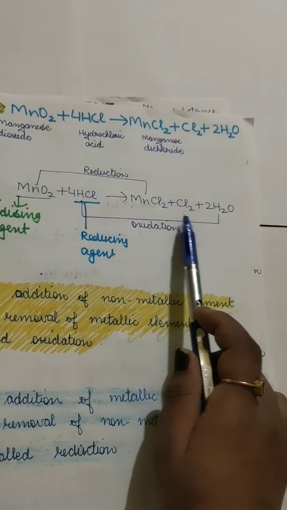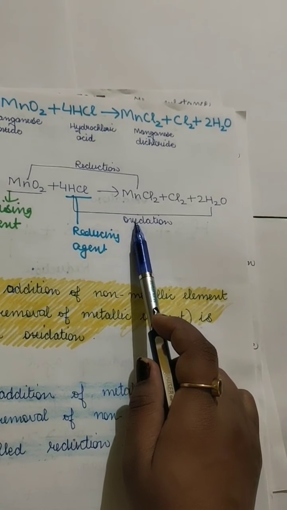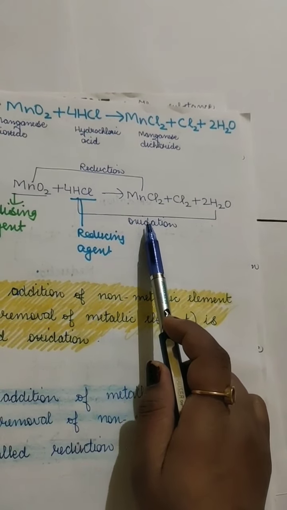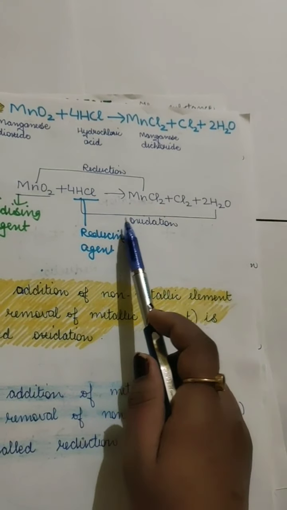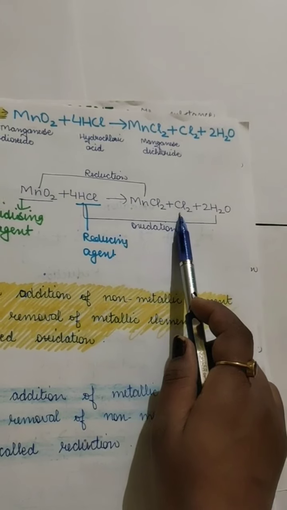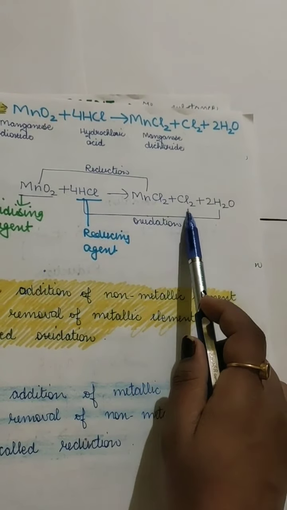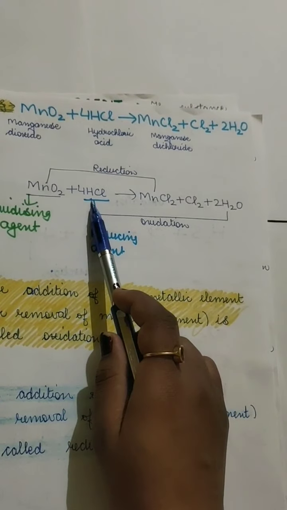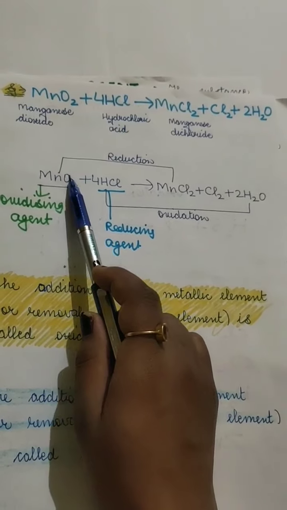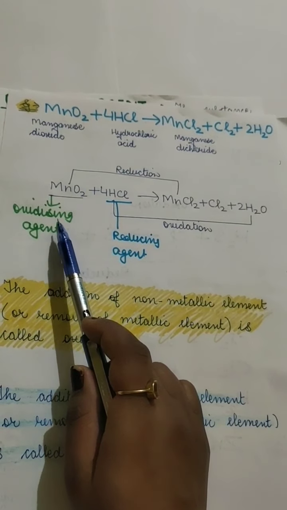So somewhere it is addition of oxygen. So when there is addition of oxygen or removal of hydrogen, it is called an oxidation reaction. So from this HCl, hydrogen is being removed, so that is called an oxidation reaction. So what we'll get is MnCl2 plus chlorine plus water. So since this HCl is getting oxidized, it is called the reducing agent, and since this MnO2 is getting reduced, it's called the oxidizing agent.